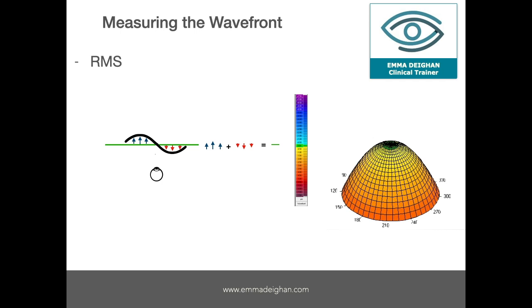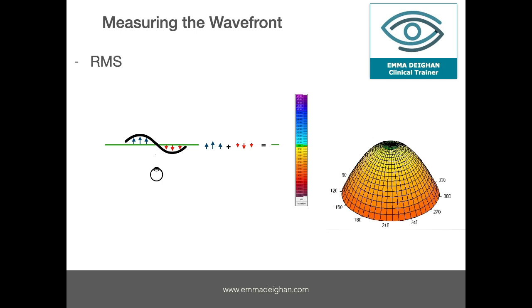So the cooler colours are further away and the warmer colours are closer to us. The cooler colours are positive and the warmer colours are negative. Okay, so if you had one like this, it looks like a bullet. This is a myopic wavefront.